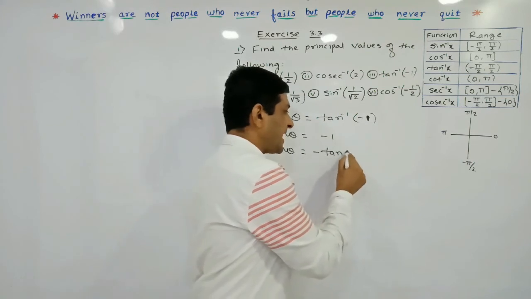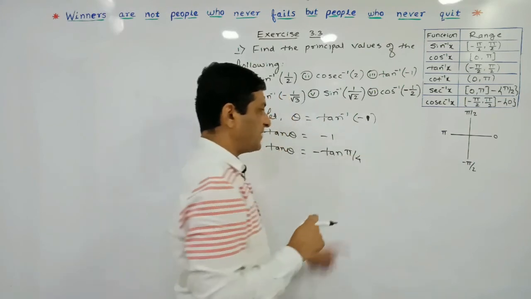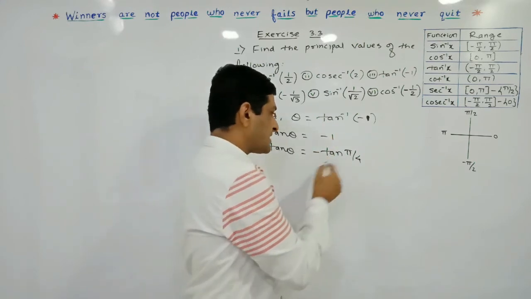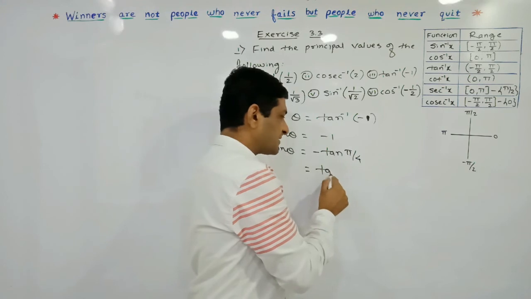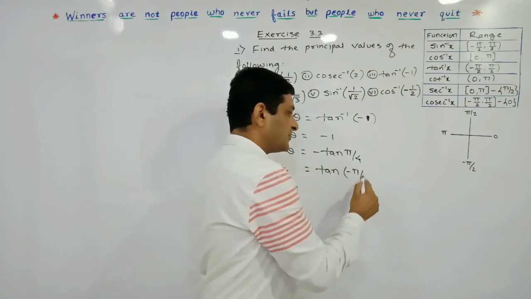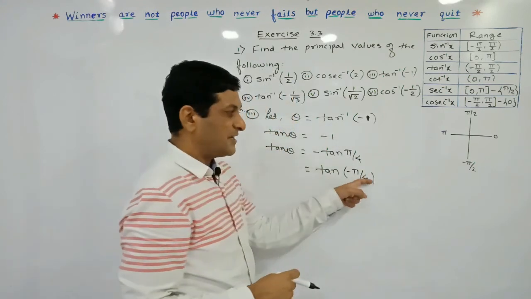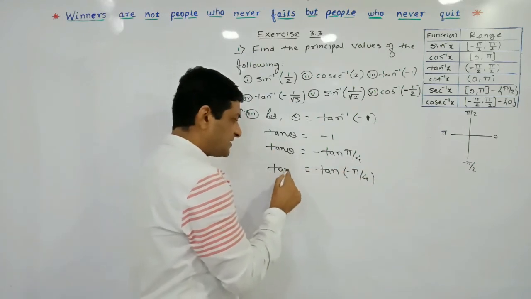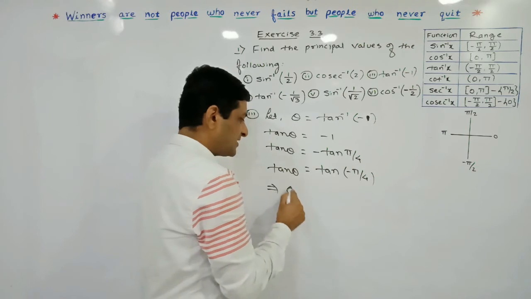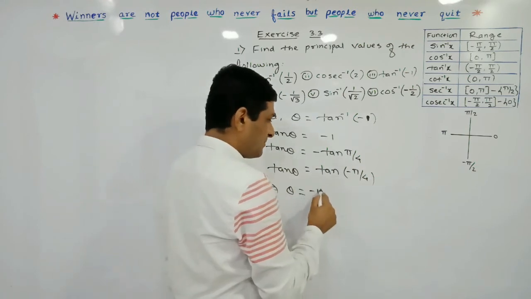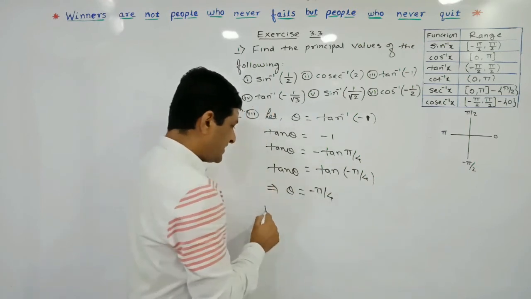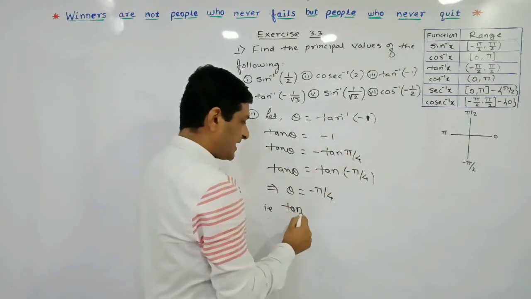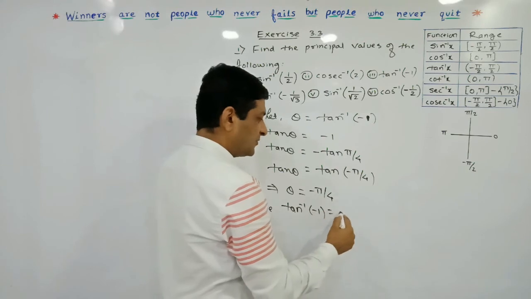Can I write 1 as tan pi/4? Tan 45. Minus, keep it as it is. 1 is the value of tan 45. Minus tan theta, can I write it as tan minus theta? Tan minus pi/4 is minus tan pi/4. Keep this side as it is, tan theta as it is. Comparing both sides, what is our conclusion? Theta is equal to minus pi/4. That is theta. Theta means what? Tan inverse of -1.